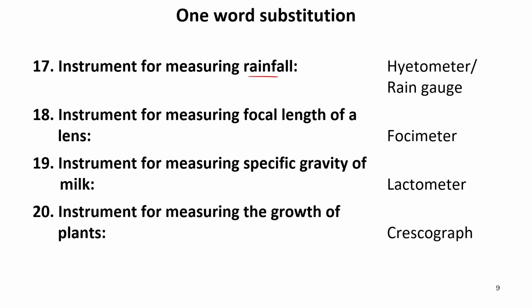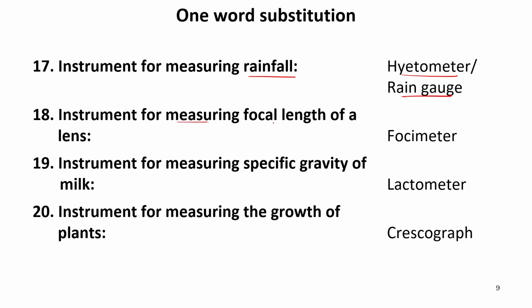Instrument for measuring rainfall. So whenever rainfall is measured, this instrument which is used to calculate rainfall or the precipitation is known as rain gauge, or it can be called by one other name, that is hyetometer. So this is hyetometer or rain gauge. These are the same. These are just used to calculate the amount of rainfall in a place or a particular area, or you can say the amount of precipitation, the frequency of rainfall. So that instrument is known as either rain gauge or hyetometer. Now let us move to the next one.